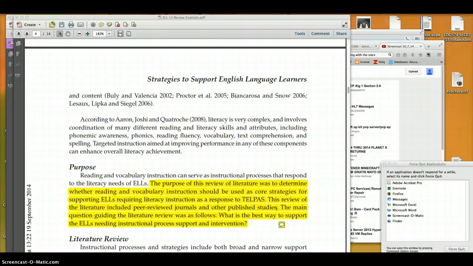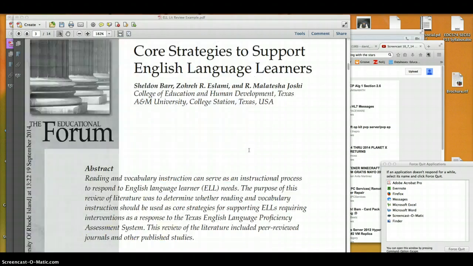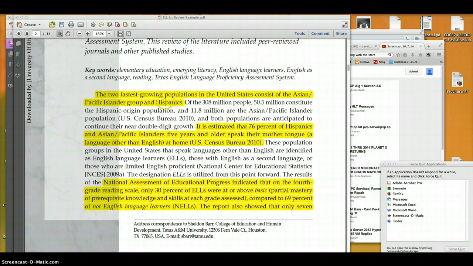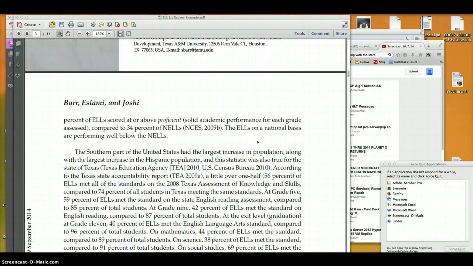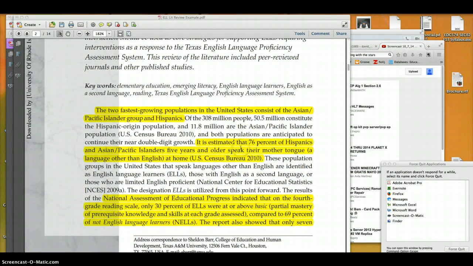Okay, and then we get to the question. The main question guiding literature review was as follows: what is the best way to support ELLs need an instructional process and support intervention? Okay, so that's your introductory paragraph. You want to address the problems with a compelling hook and a piece of data that hits you right in the face in terms of, oh wow, all right, so this is a statement of fact, explaining kind of a phenomenon, what's going on, and then outline the problems that are resulting from this scenario.